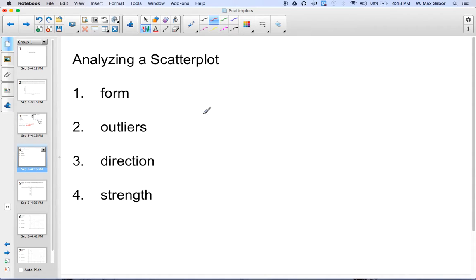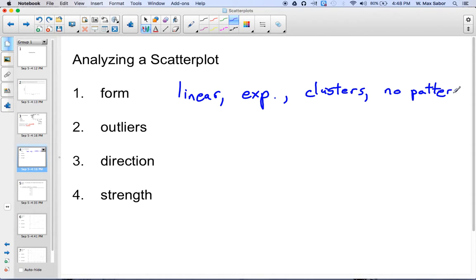When you want to analyze a scatter plot, you should look for four main things. The first thing that you should look for is the form, and what I mean by that is, what does it look like? Does the pattern seem linear? Does it seem exponential? Does it seem like there are clusters, that there's a bunch of data points in one group and a bunch of data points in another group? There could be no pattern, and there could be a pattern other than these, but you should first look and see, okay, does it look linear? Because not all data is actually linear.